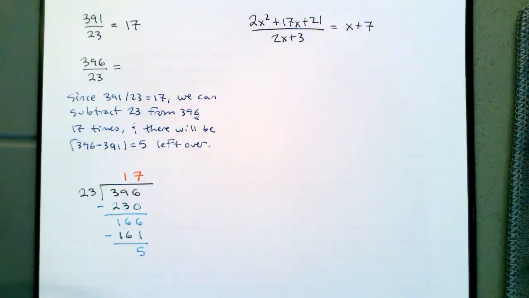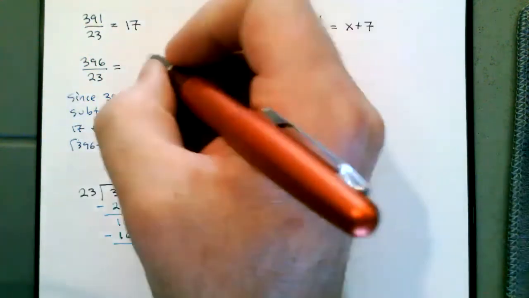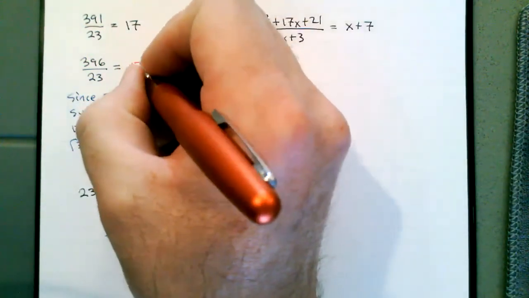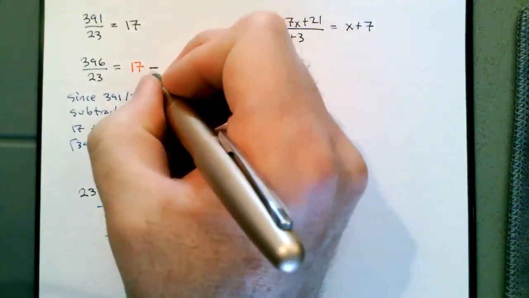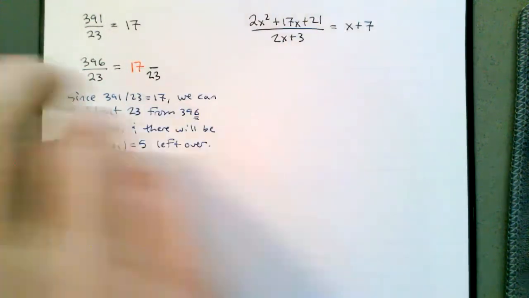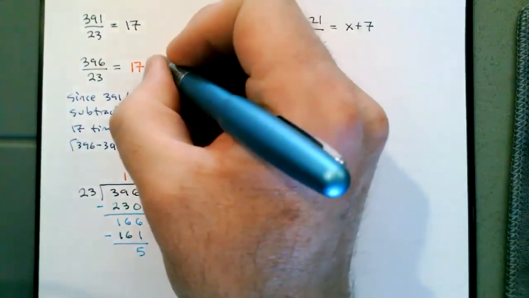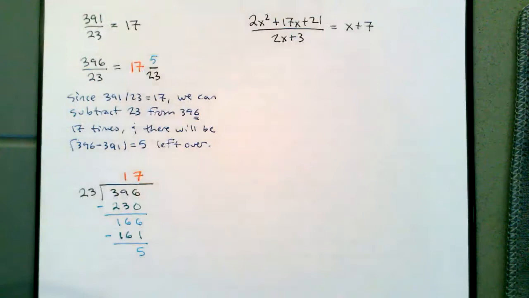So the 5 left over is going to be the fraction of 23 that we have left over. So 396 over 23, I can do this 17 whole times. And there are 5 23s left over. And so the way we say that is 17 is the whole number part, and there are 5 23s left over. There are 5 left over.